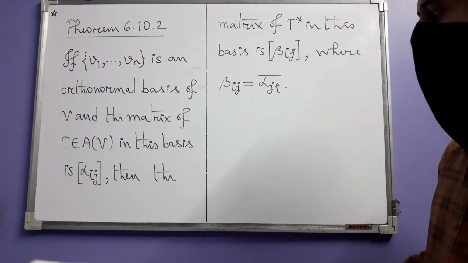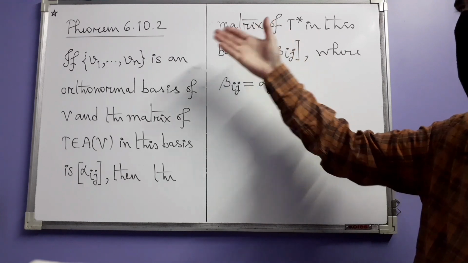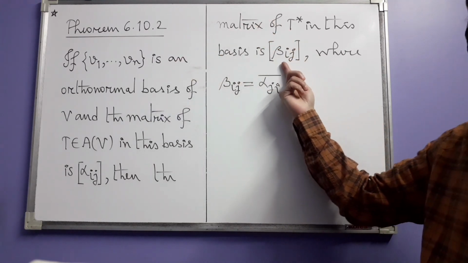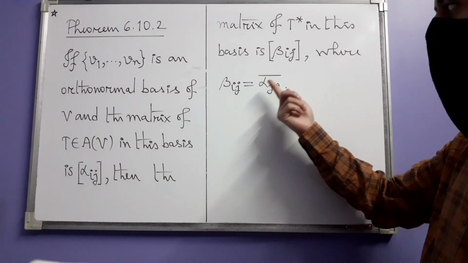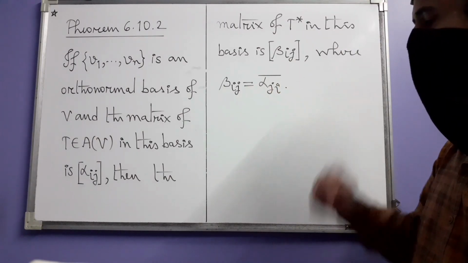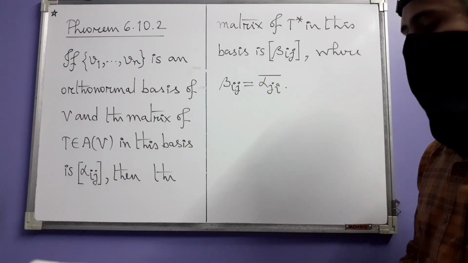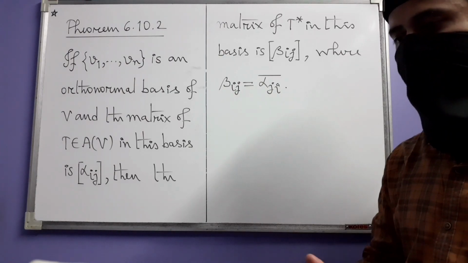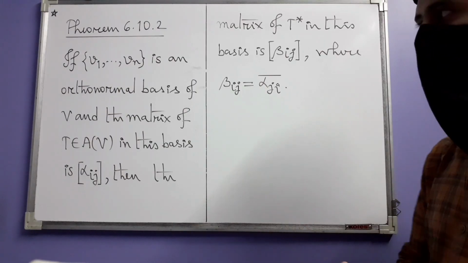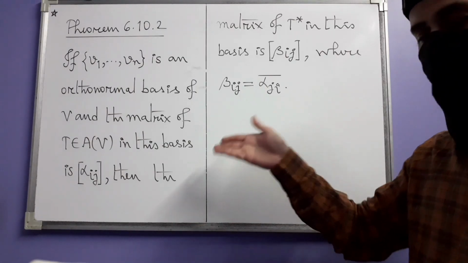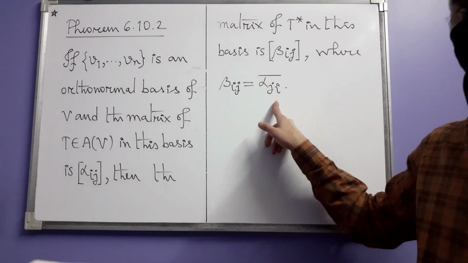Then the matrix of the Hermitian adjoint of T in that same basis is this n by n matrix with the ith row jth column entry beta_ij, where beta_ij is the complex conjugate of alpha_ji. If you already know about Hermitian adjoint of matrices from matrix algebra, then this is the source of that definition. Looking at this, you will see why.